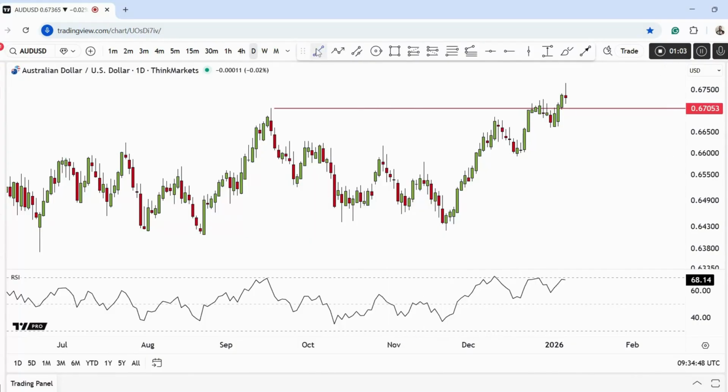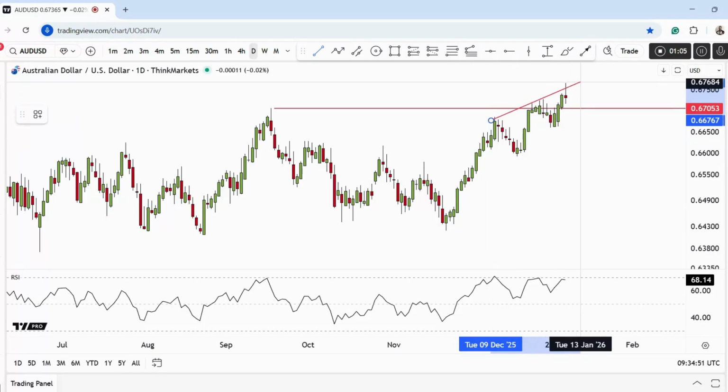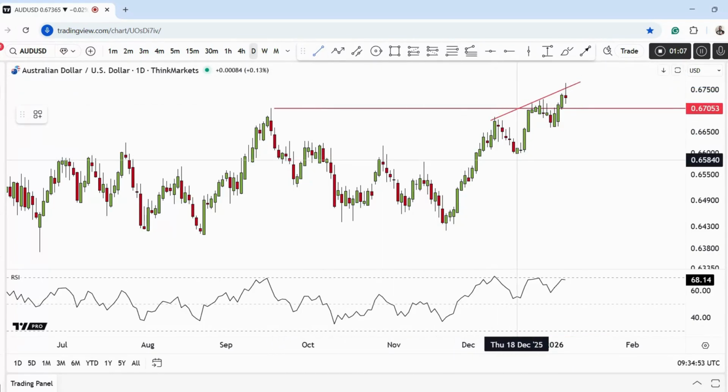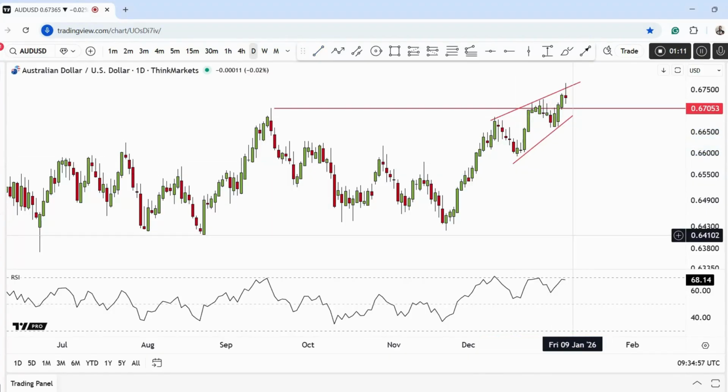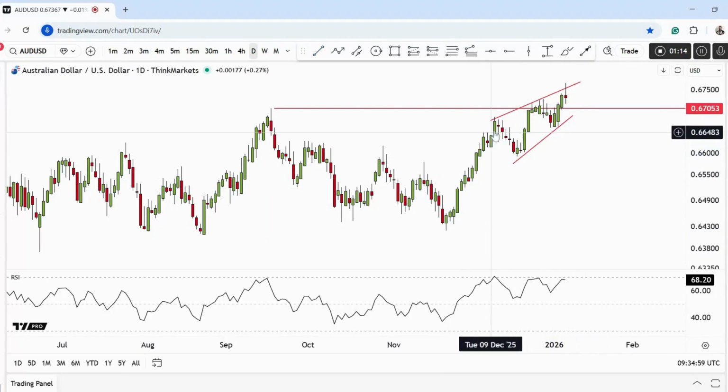And technically speaking, we are also dealing with either an ending or a leading diagonal here. This is an important pattern, especially given we have rejected that trend line and we have had a double RSI divergence forming, and we are below the 70. So let's quickly talk about the drivers and then we'll do a technical breakdown.